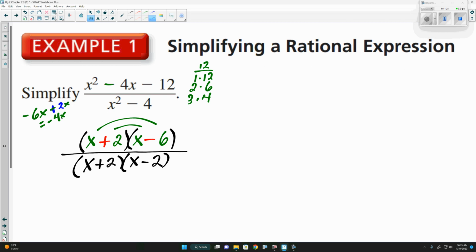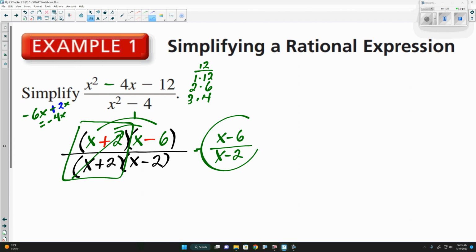Now, do we have something in common on top and bottom? We have the x plus 2 over x plus 2, yes? Because they are being multiplied, these will simplify to 1, leaving us with x minus 6 over x minus 2.